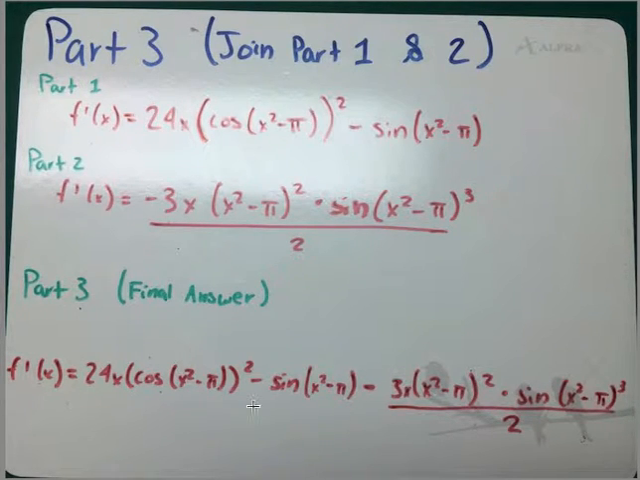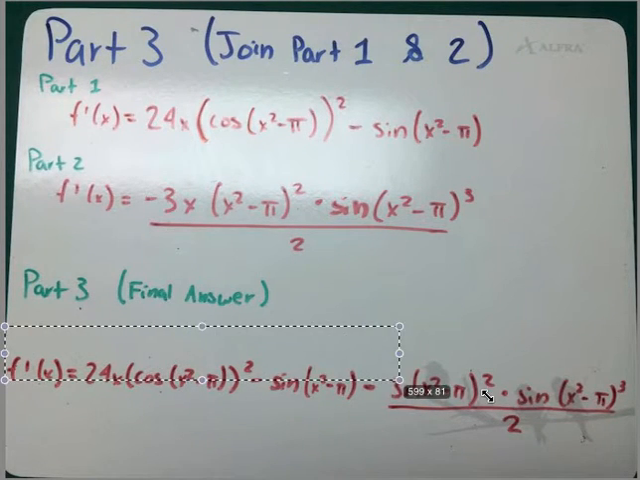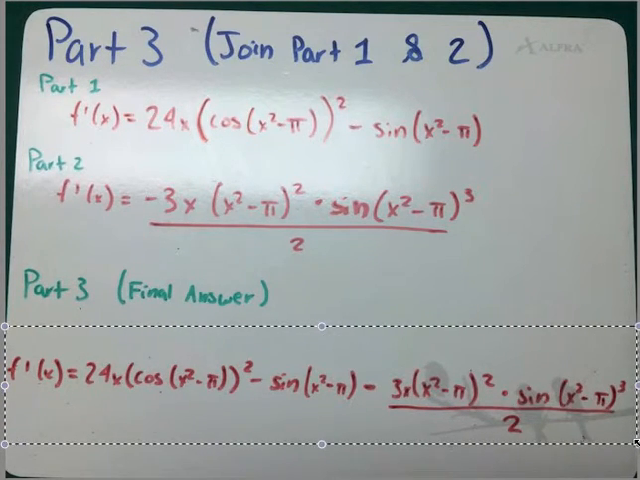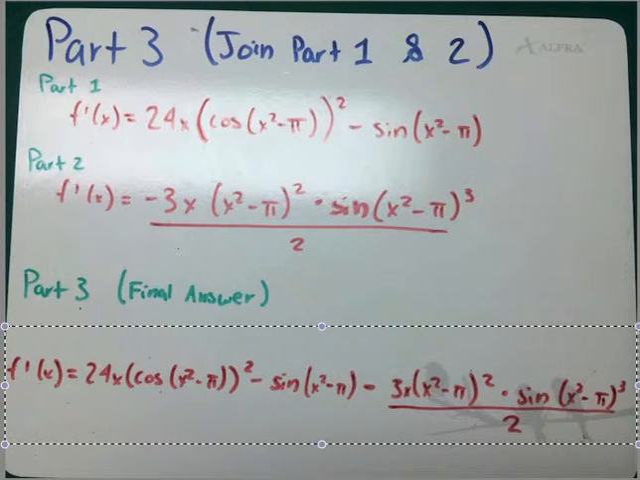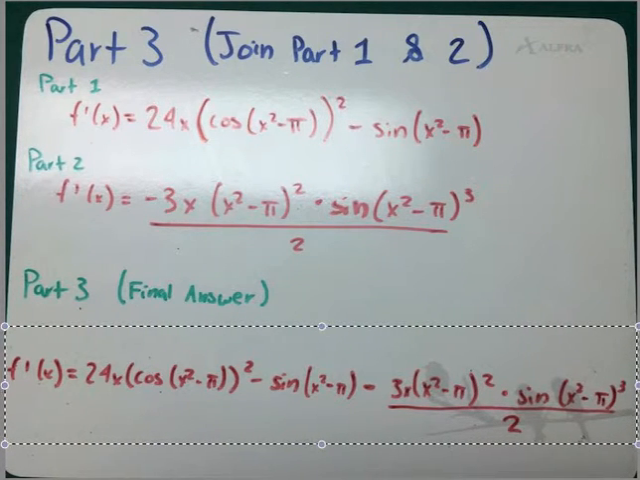We join them together to get part 3, which is 24x cosine squared of (x squared minus pi) minus sine of (x squared minus pi), minus, because of the minus here, 3x times (x squared minus pi) squared times sine of (x squared minus pi) cubed, divided by 2. This is our final answer of the problem. So we are done with this problem.